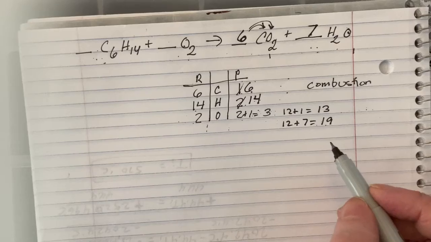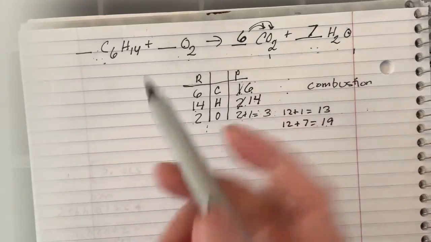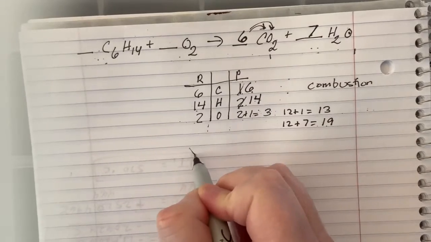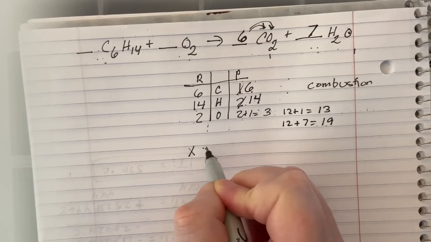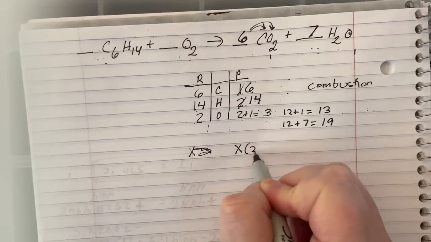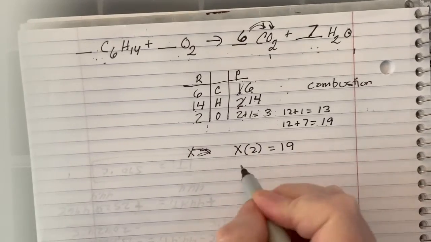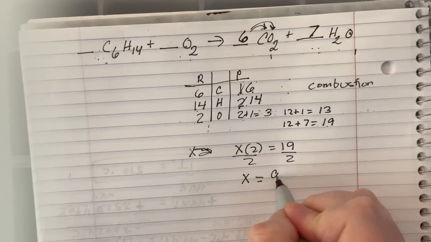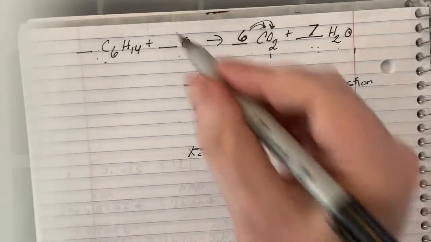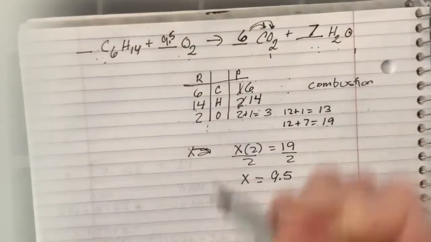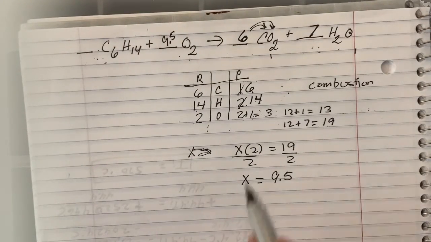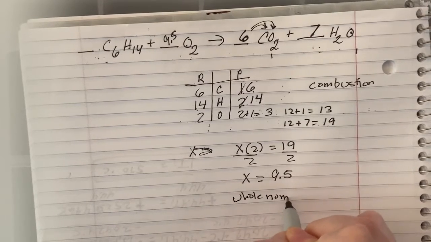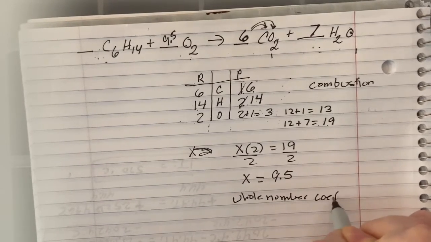Oh, well, that's not going to work so well. What would be the best thing to put there? Something times 2 equals 19. X times 2, oops, let me write it like this. X times 2 is equal to 19. Well, that would give me X is equal to 9.5. So you can go ahead and write a 9.5 there, but this is not simplest form, okay? We need whole numbers for our coefficients.